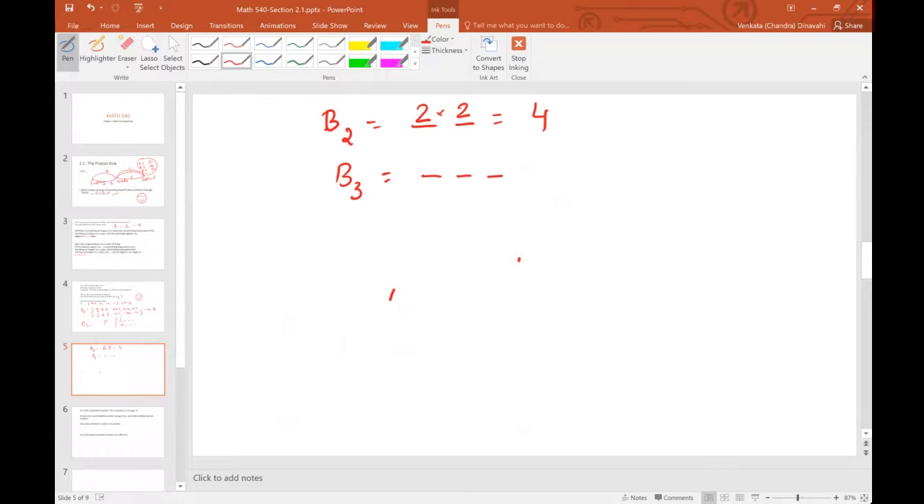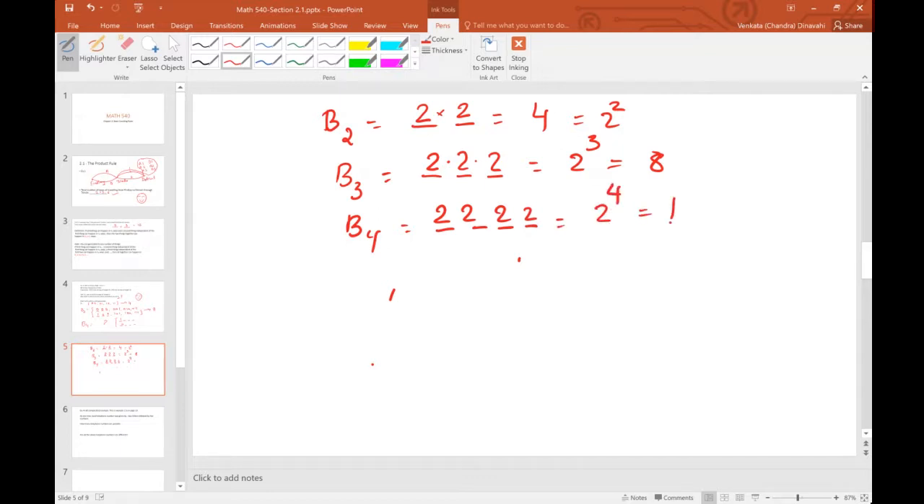Similarly, if you see B3, there are 3 different spots I need to fill. This can be done in 2 different ways, either 0 or 1. This can be done in 2 different ways. This can be done in 2 different ways. So the answer is 2 cubed. That is going to be 8. If you have B4, how many different bit strings of length 4? Each and everything can be filled in 2 different ways. So it is 2 power 4, 16 ways.